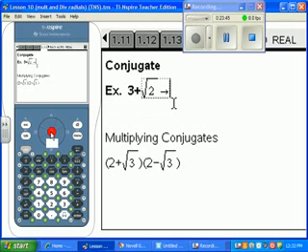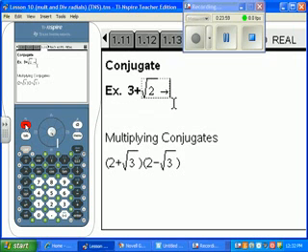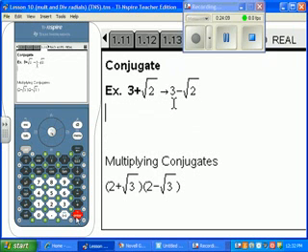Three plus the square root of 2. If I want the conjugate, how do you get the arrow? You're going to go control, catalog, and then scroll down and you'll see it. Okay, the conjugate to this is 3 minus the square root of 2. What's the only thing that changed? The sign in the center, right? All right, so 4. We already did that job.